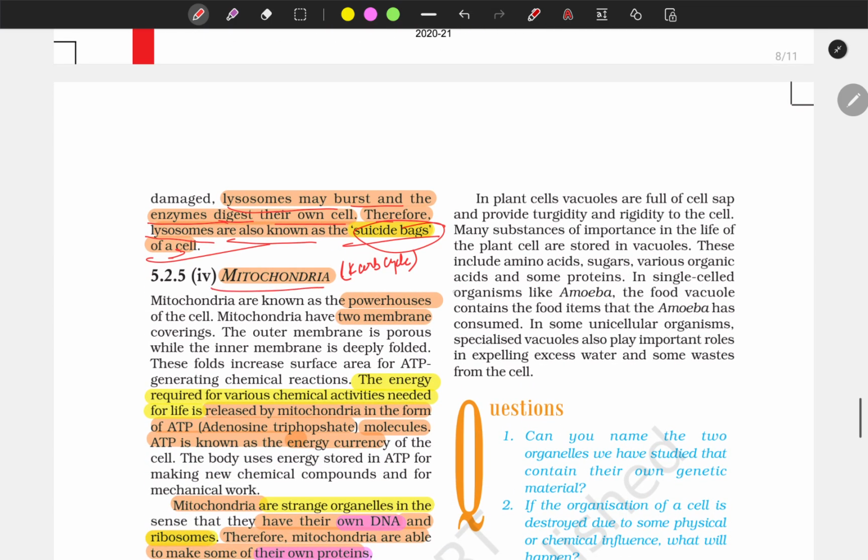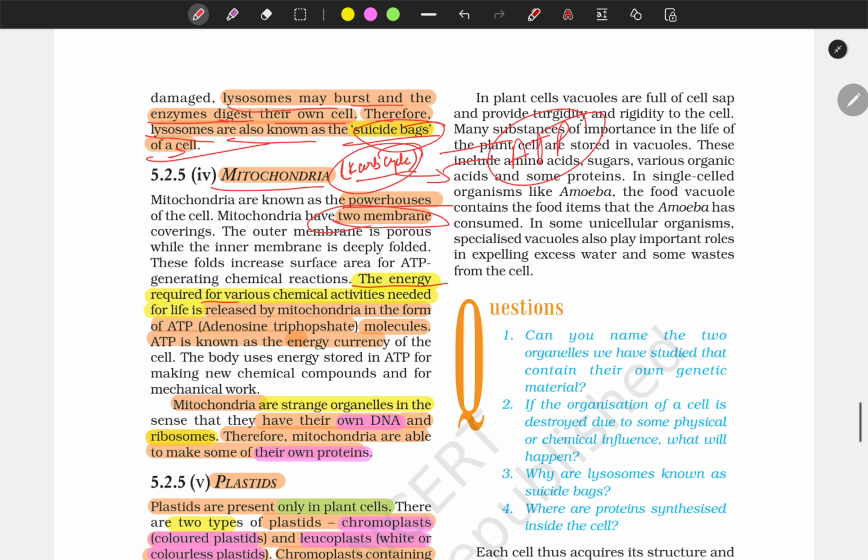Now let's talk about mitochondria. There is a Krebs cycle that happens in mitochondria. This is like ATP production. So mitochondria is a powerhouse, and has a double membrane covering. The energy required for the various activities needed for life is released by the mitochondria in the form of ATP, adenosine triphosphate molecules. This is a molecule. ATP is also known as the energy currency.